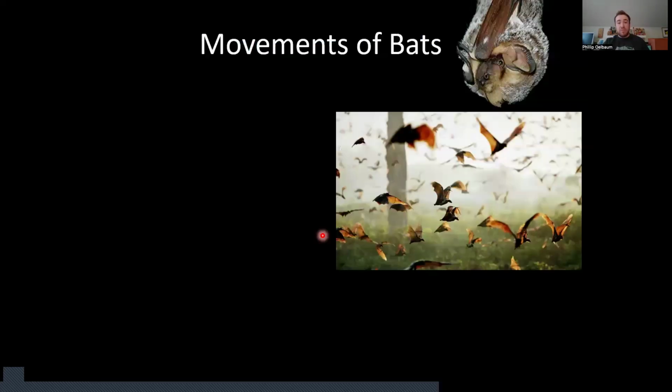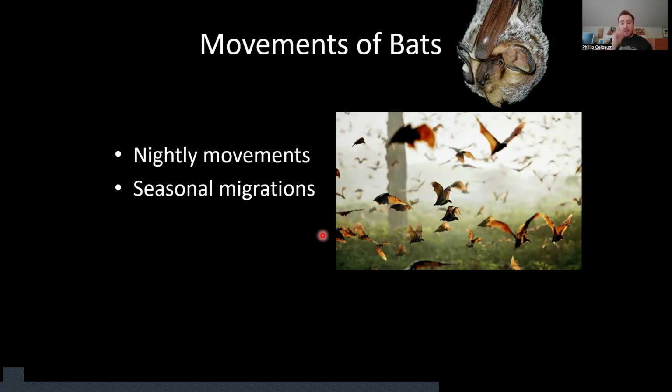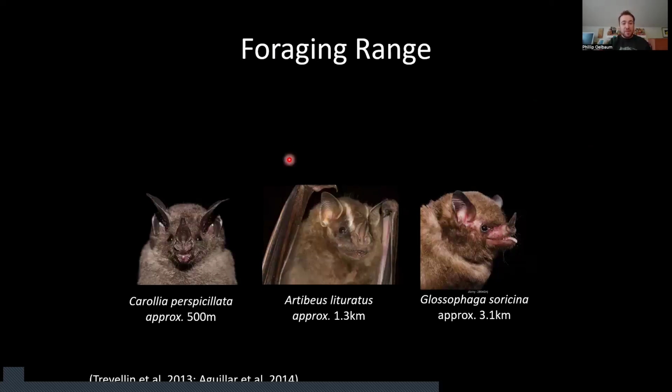So, I'll talk very briefly about this first point. It was the first measurable niche dimension that I brought up earlier, which was the movement of bats. So when we think about bats in terms of their spatial use, there's sort of these two different categories. There's nightly movements, where bats go from their day roosts, typically to socialize or feed or explore their immediate surroundings. And then there's also seasonal migrations, which I don't really have time to get into, but it's another thing to consider.